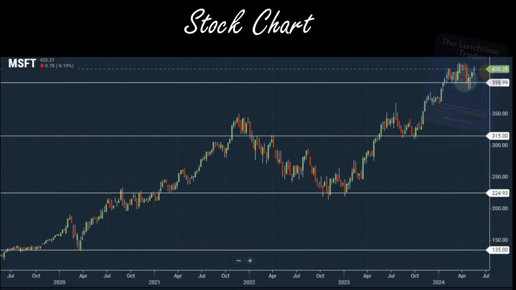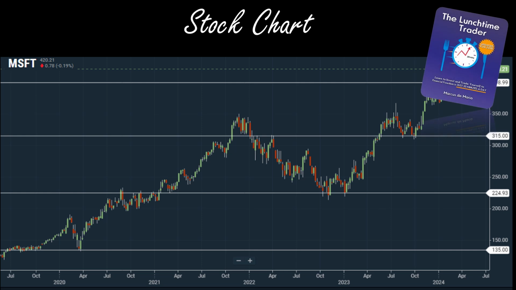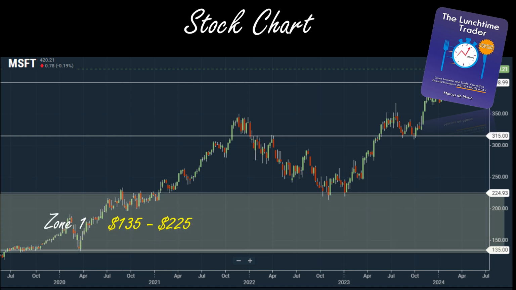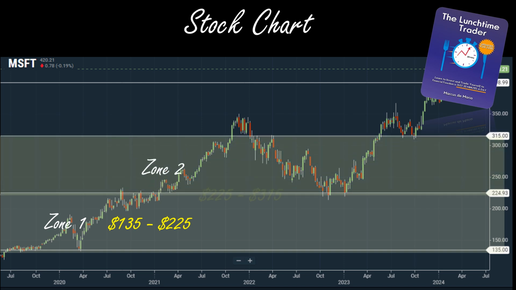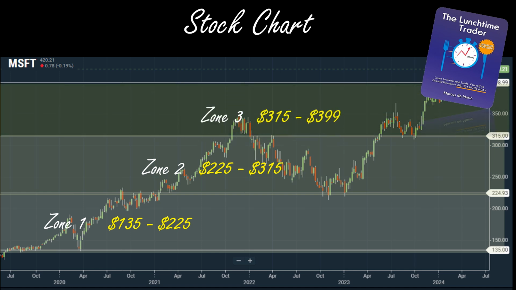Based on the book The Lunchtime Trader, I'm going to split the 5-year stock chart into 4 zones to determine the current movement of the company and to help identify key indicators such as when to buy and sell the stock. Our first zone is the market bottom for Microsoft, which is about $135. Then we come to zone 2, which is between $225 and $315. And then zone 3 is between $315 and $399. Finally, we currently seem to be in zone 4, which is over $400.